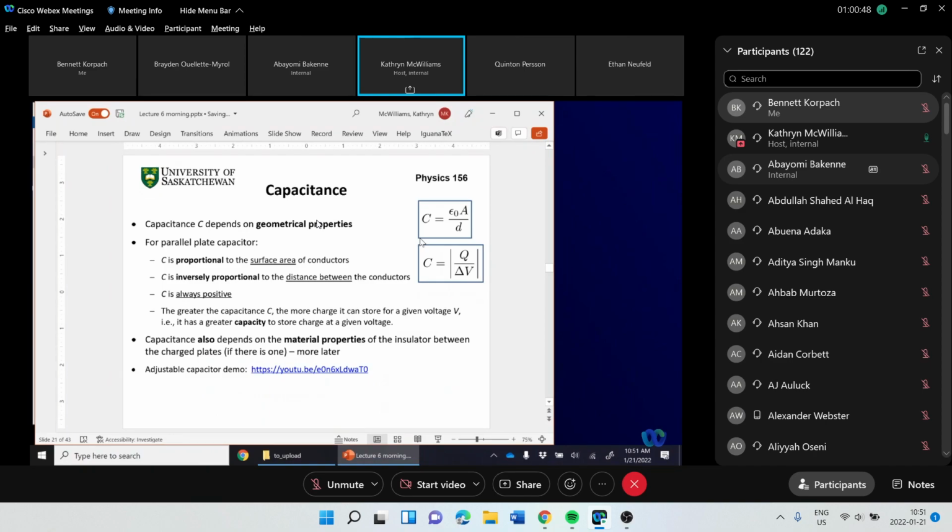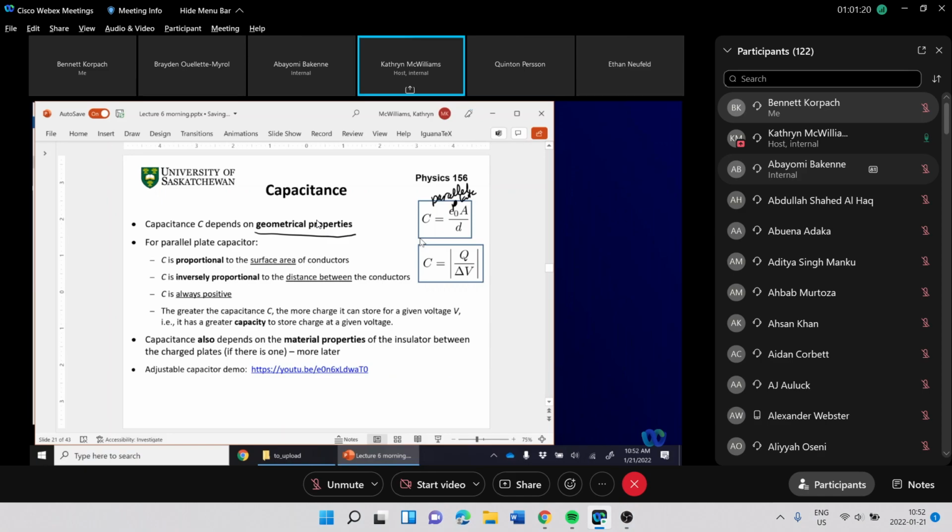The capacitance is based on geometrical properties. So you have two ways to write this. This is for the parallel plate capacitor only, but it represents how we think about this. C is proportional to the surface area. So if the area of the plates gets larger, the capacitance goes up. You have the capacity to hold more charge. If the distance between the plates goes up, then C goes down. If D gets larger, then the fraction on the right gets smaller, so C has to go down.